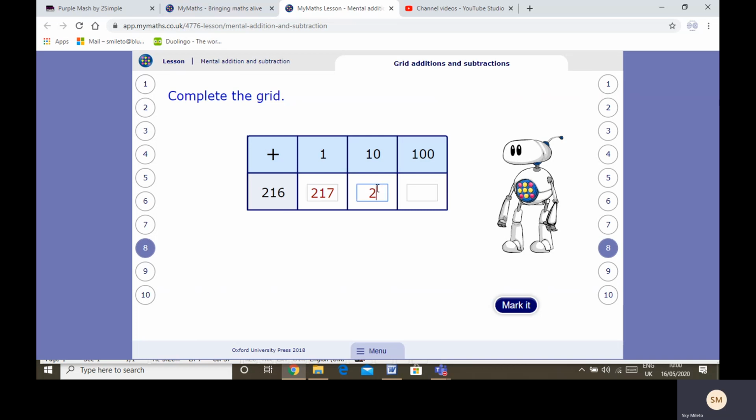So it will be 226. And this one we're adding on 100. So the 1 and the 6 will stay the same, but the 2 and the 1 will be added to make 316.